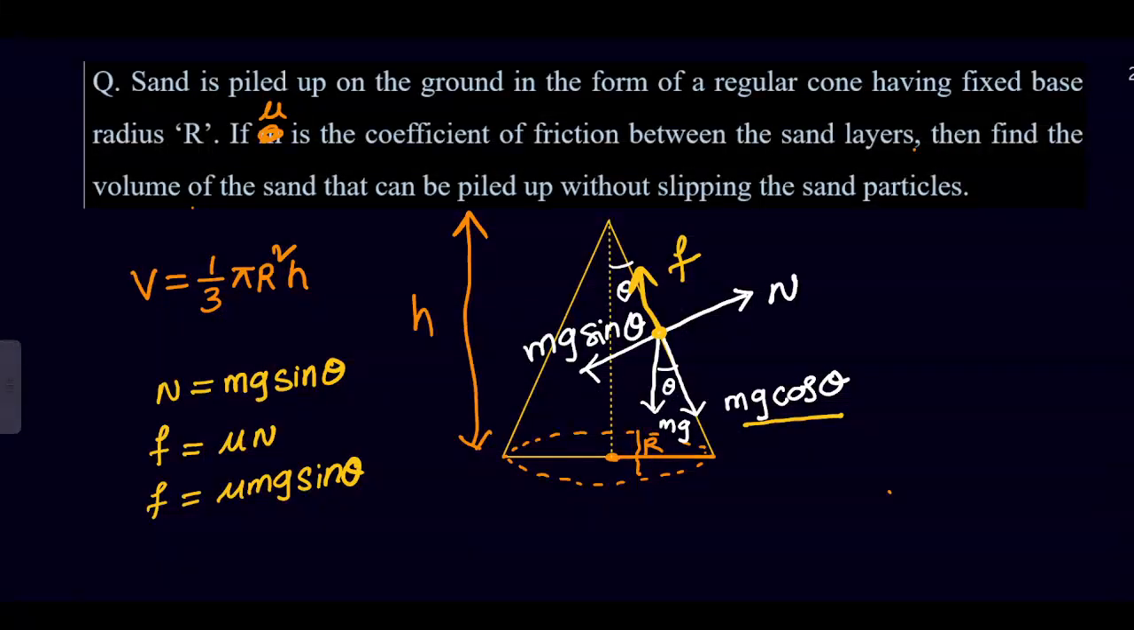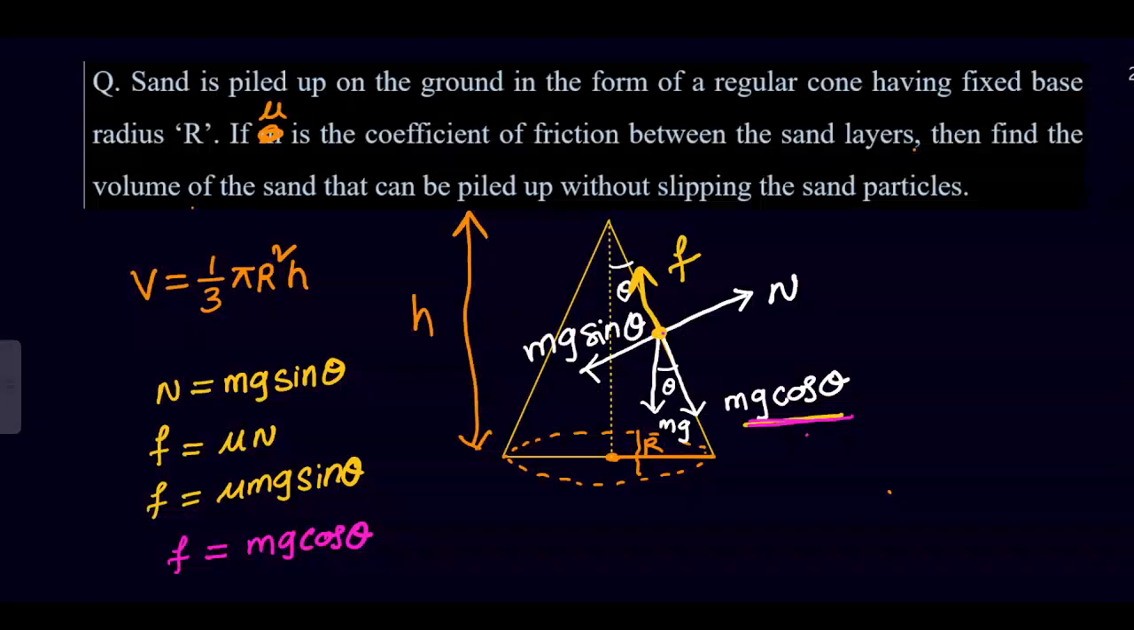Now, for the sand particle not to fall down, what is the condition? The frictional force has to balance mg cos theta, isn't it? Because of mg cos theta, it will try to fall down, and the friction will oppose it. If the friction is more, then it does not fall. So for equilibrium, F must be equal to mg cos theta, isn't it?